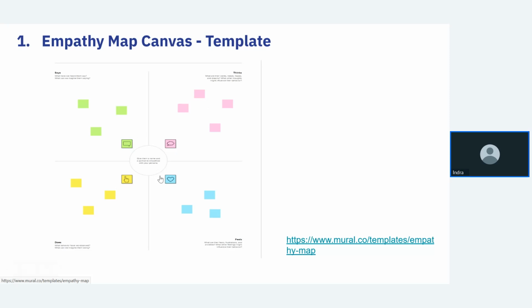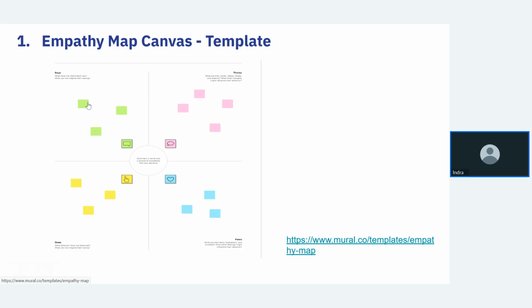You can see the general meaning of empathize. We want to connect with the user. So here it is trying to help us organize the insights about what the user is saying, what he's thinking, what he does, and what he feels. All right. So an empathy map is a tool that will help you understand the thoughts, feelings, and actions of a person for whom you're trying to design the solution.